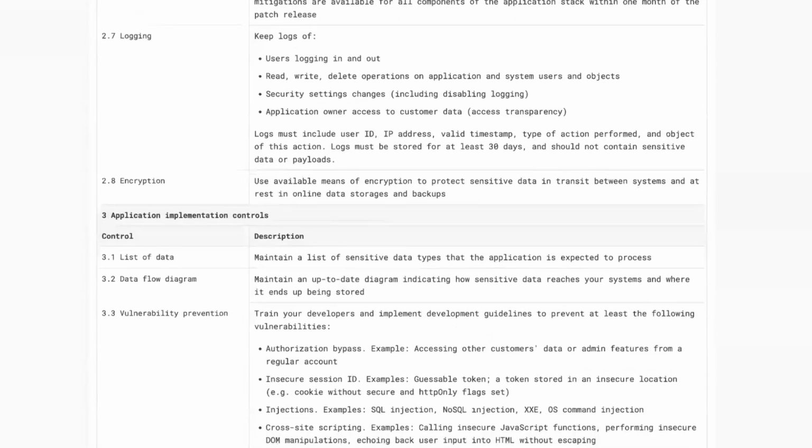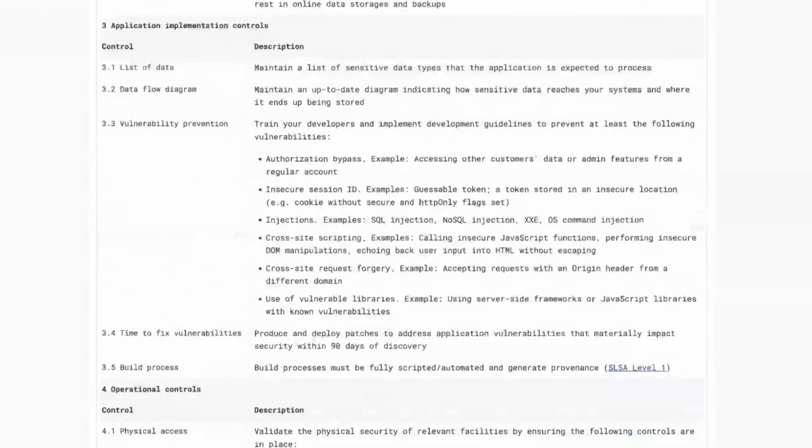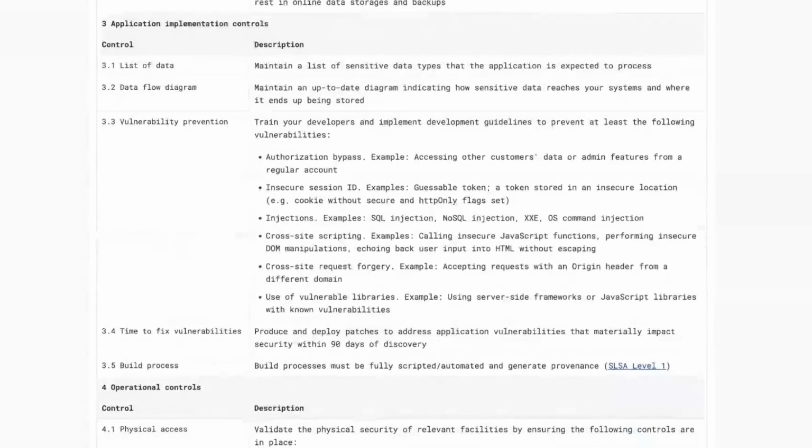This is all pretty basic. For application implementation controls, we talk a little bit about listing data and data flow, which sounds very complicated, but realistically for an application, just understand where your data is, right? If your data goes through a load balancer that offloads SSL, and then it goes to a reverse proxy, and then it goes to a database server in the back end, sure, you could diagram that out on a napkin and understand where your data flows, where your data sits.